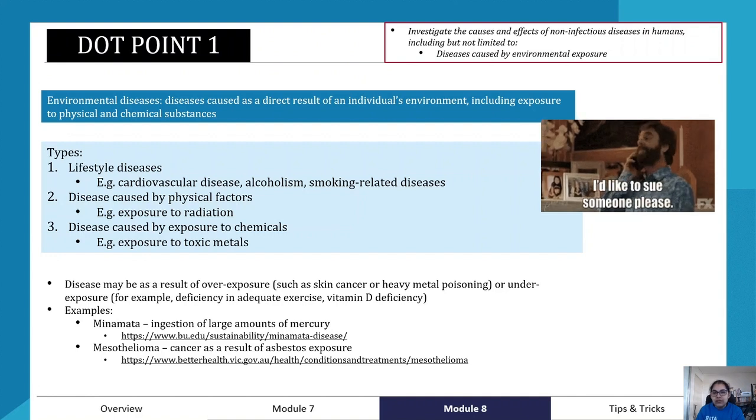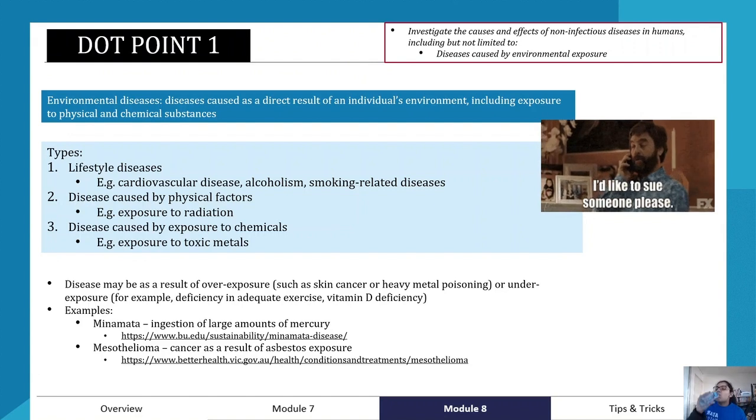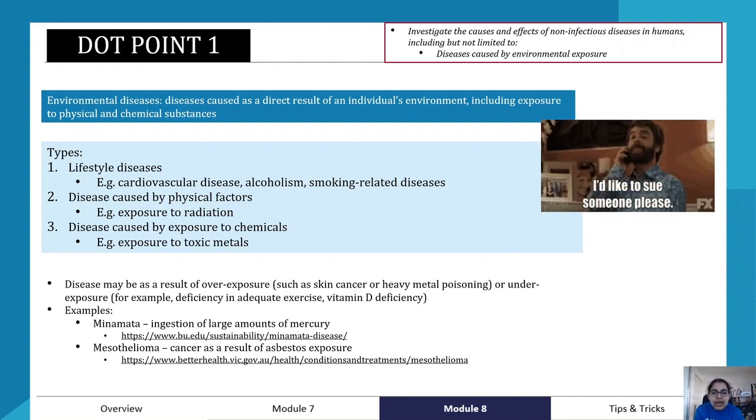Diseases that are caused by physical factors include exposure to radiation, for example, and diseases caused by exposure to chemicals, whether that may be through work or in the general environment, and they can include exposure to toxic metals as well. So some diseases can happen as a result of overexposure, for example, skin cancer or heavy metal poisoning. Or they can also happen due to underexposure, like deficiency in adequate exercise, and also vitamin D deficiency.